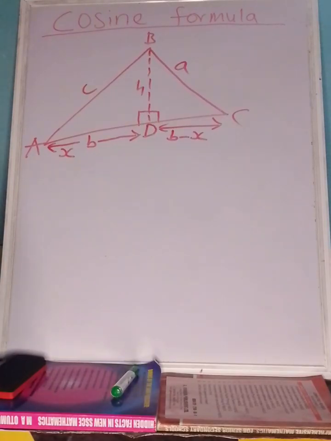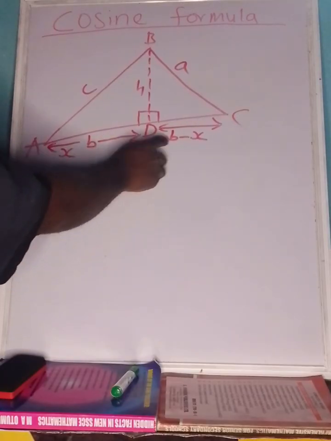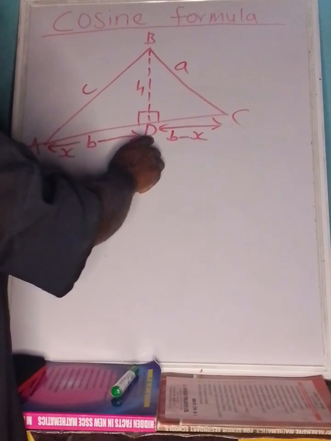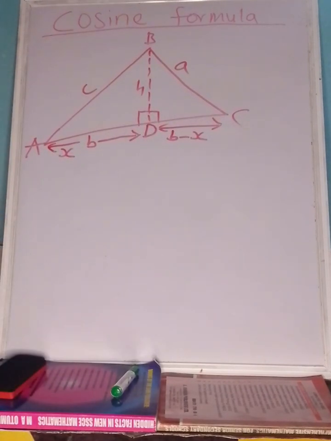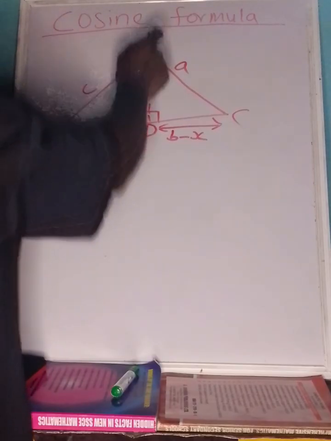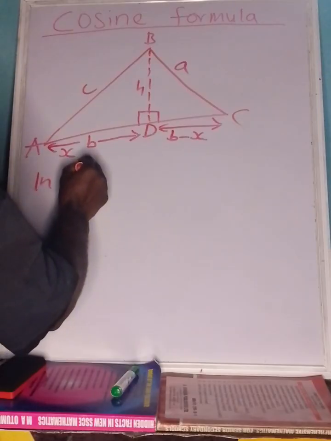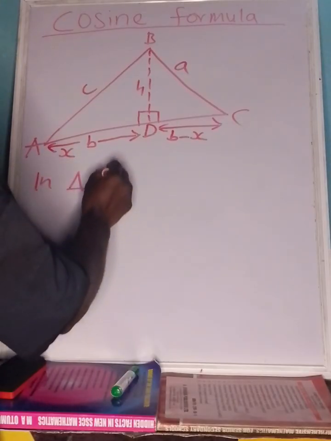I believe what I have done here is understood. X represents the length from A to D. You understand? And B minus X represents the length from D to C. All right. So what we are going to do, let's start with triangle BDC. You understand? In triangle what? BDC.